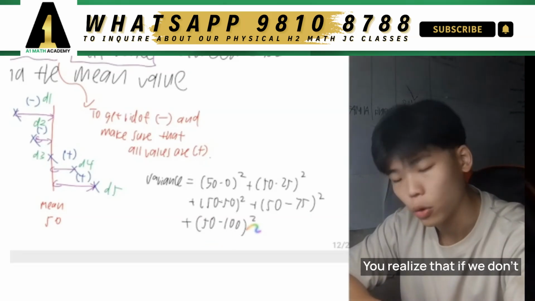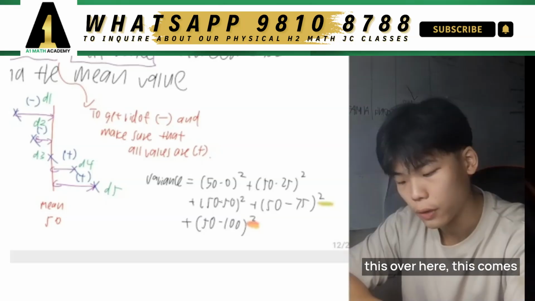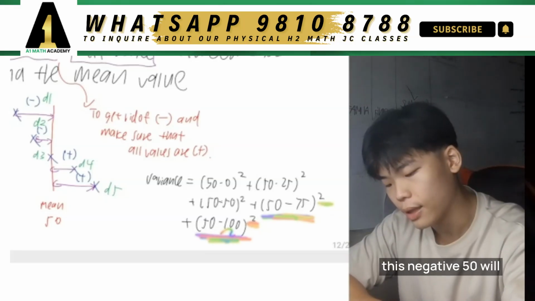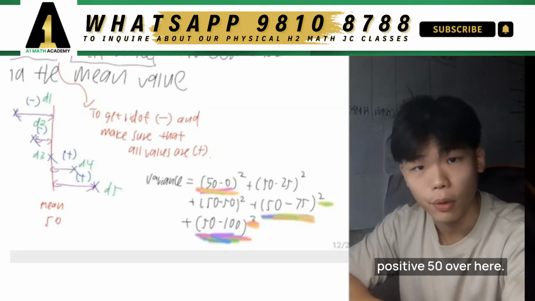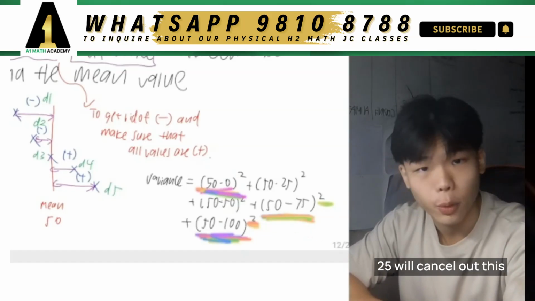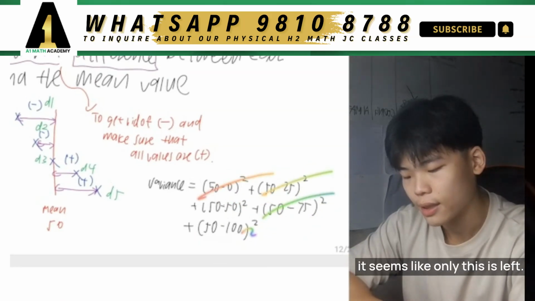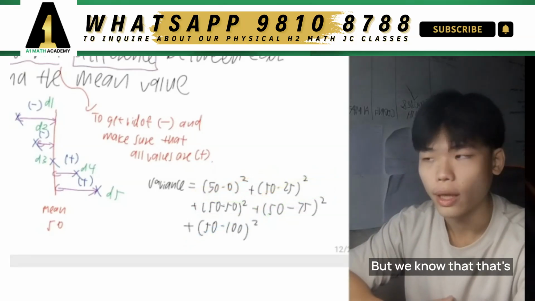You realize that if we don't square this over here, and if we don't square this over here, this comes out to be negative 25, this comes out to be negative 50, and this negative 50 will actually cancel out the positive 50 over here. And then this negative 25 will cancel out this positive 25 over here. Which, if we don't square it, it seems like only this is left, but we know that that's not the case.